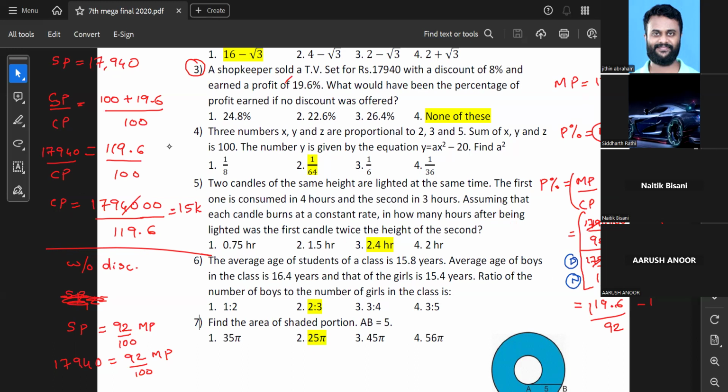Anyway, take a screenshot because our meeting is going to end in 1 minute. 119 divided by 92, when I do it, is 1.3 and the answer finally is 0.3, which means 30%. I'm just solving it directly because our meeting is going to end. And 30 is not there. Hence, none of these is the correct answer.